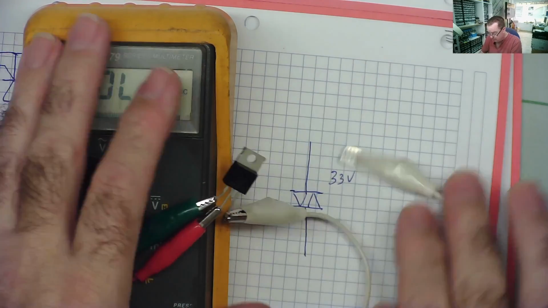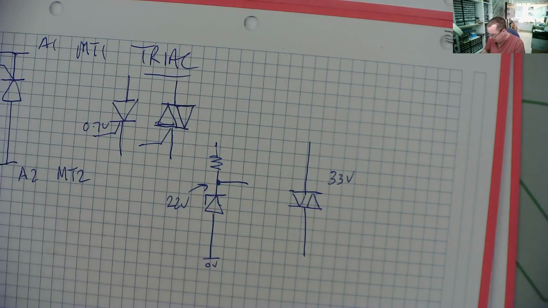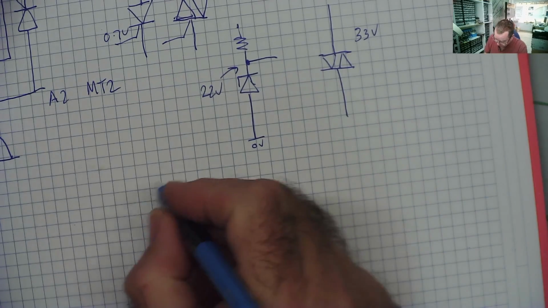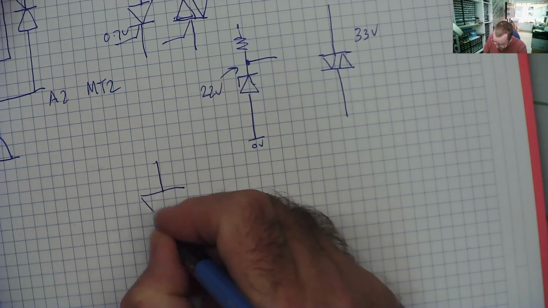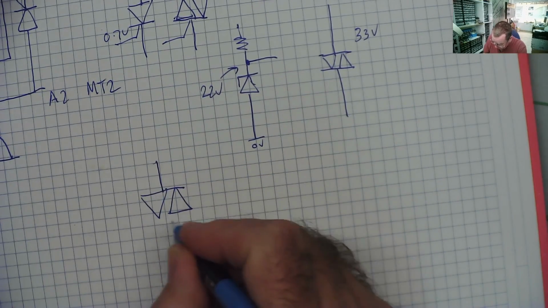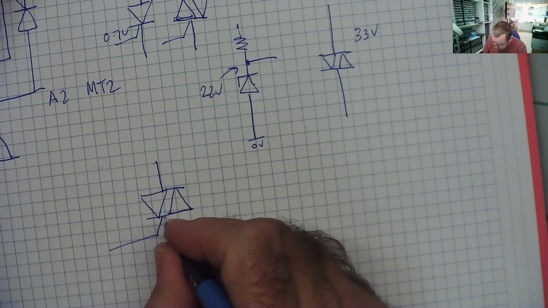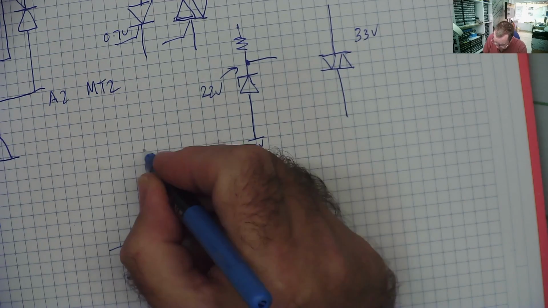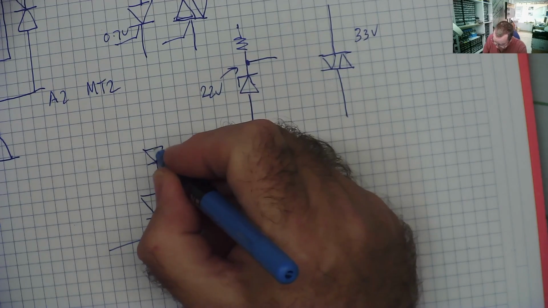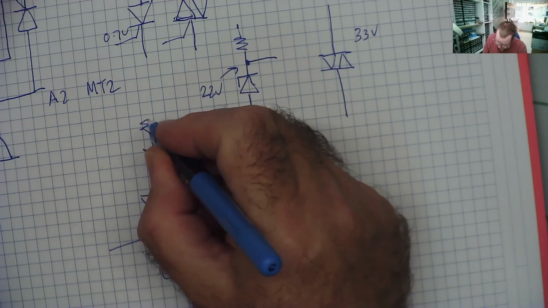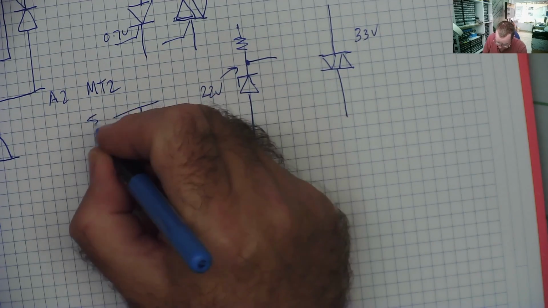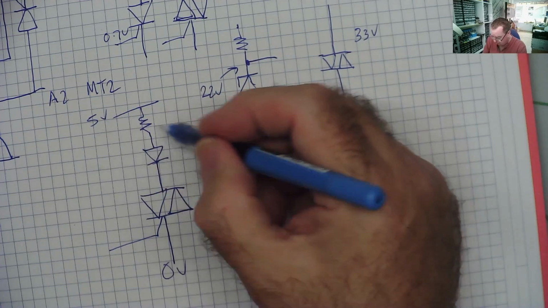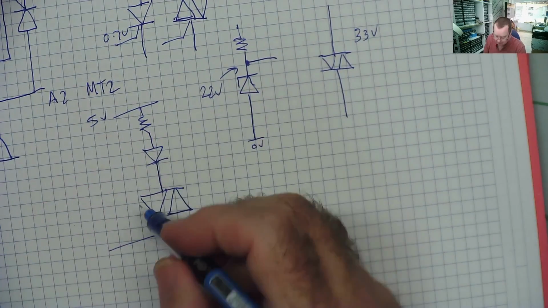As I say, you could make a circuit something like this on a bit of breadboard, quite simple. 0 volts, LED, resistor, some voltage, and make sure enough current flows through to latch it.